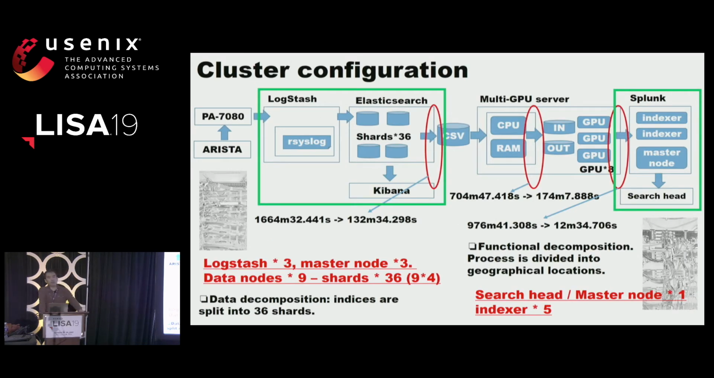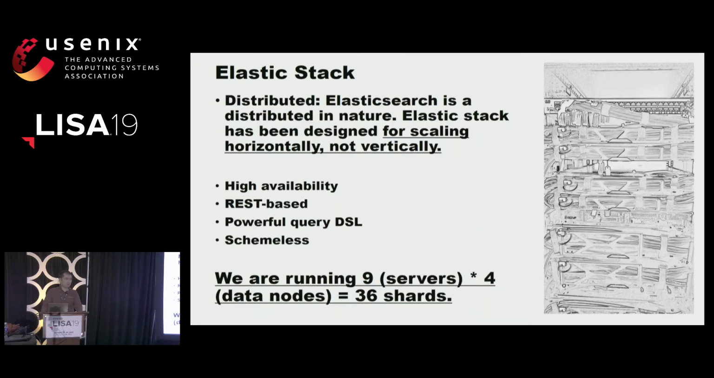This is a brief description of a cluster. It is very common to the audience. We have 3 Logstashes, 3 master nodes, and 9 data nodes. On Splunk, a single search head, one master node, and 5 indexers. This is also a common description of the Elastic Stack. It is designed for scaling horizontally, not vertically, as the engineers of Elasticsearch say.